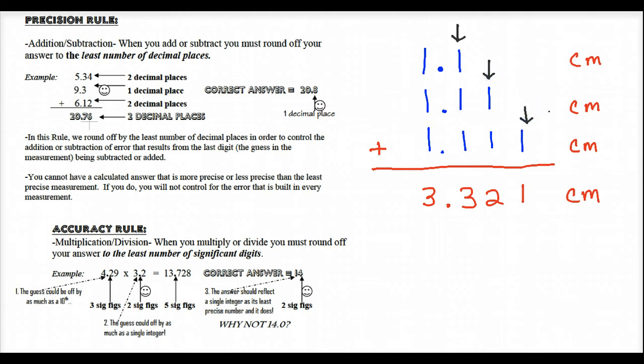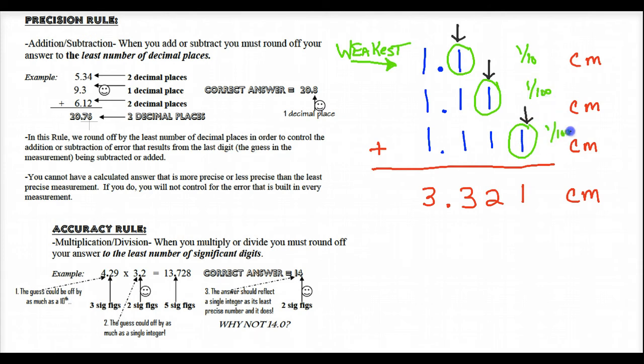What I'm saying to you, party people, is that this measurement here is the weakest, because its guess is in a larger part of the number. So here's the guess. The last number in a significant figure or a measurement, same thing, is the guess. So this is the weakest number. Why is it the weakest number? It gives me the least amount of information. Why? Because it has a larger error. This error is in the tenths place, this error is in the hundredths place, and this error is in the thousandths place.